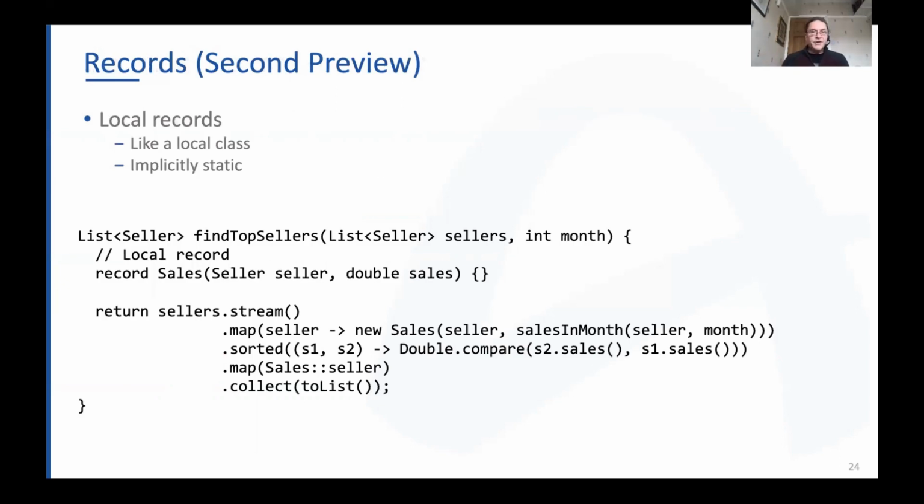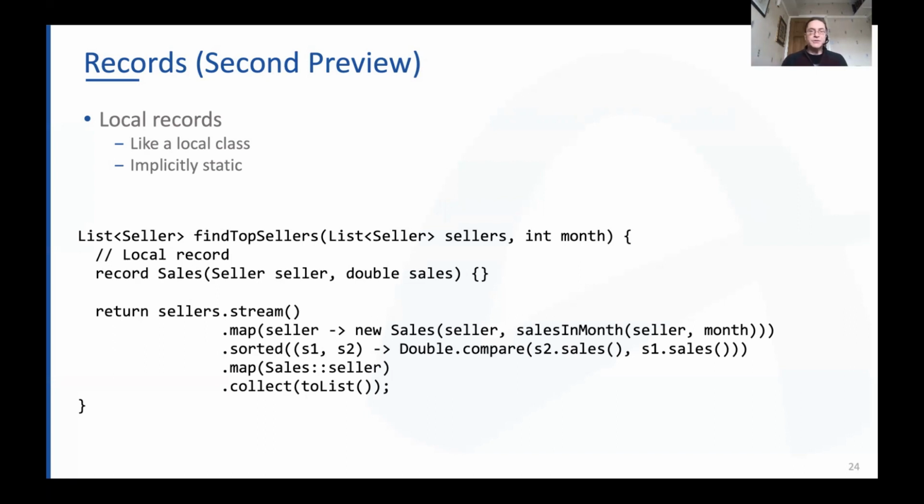Another thing here is the idea of a second preview of records. So they extended the preview. They haven't made it part of the standard yet, but they've added a little bit more functionality. And the idea here is to say that we can now have local records. So it's like a local class, and it's implicitly static.